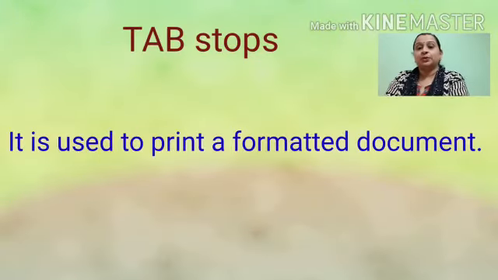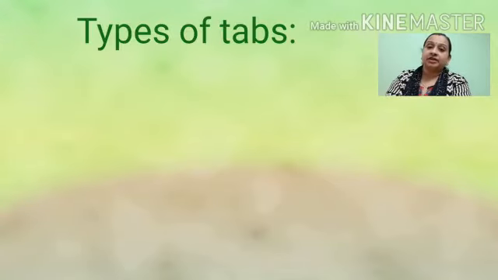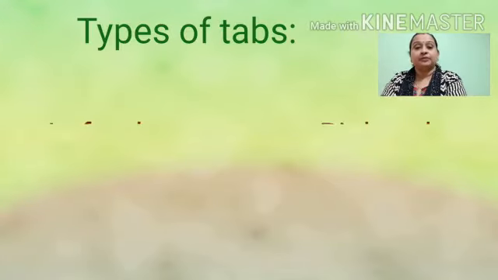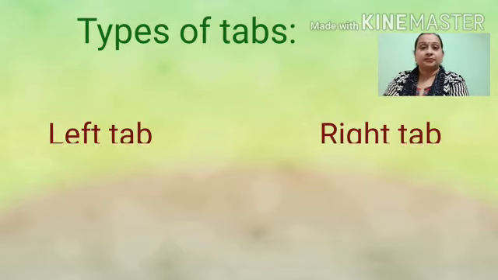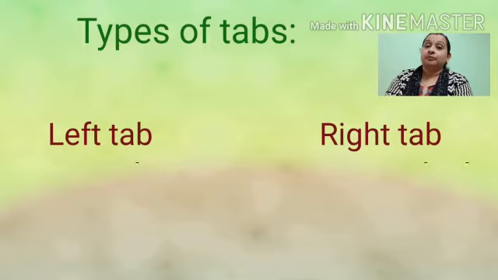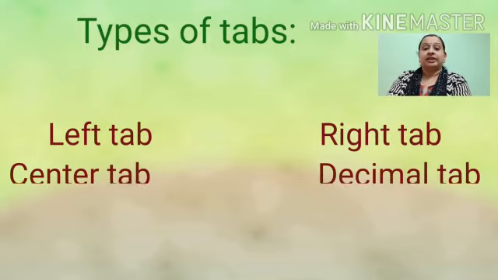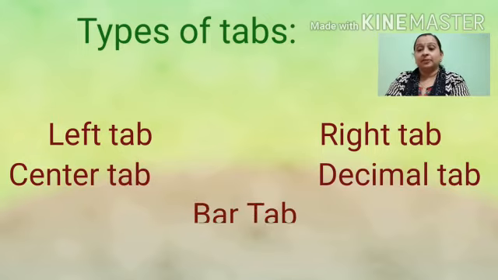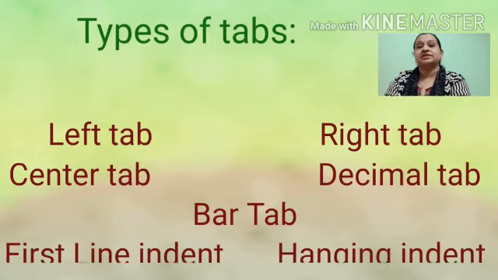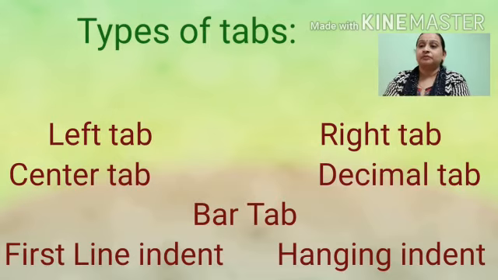Tab stops are used to print a formatted document. So there are different types of tabs. Left tab is used to align the text to the left. Right tab aligns the text to the right. Center tab aligns the text to the center. Decimal tab aligns the decimal in a given text; the number is aligned on the left of the decimal. Bar tab, a vertical bar is inserted at the tab position.